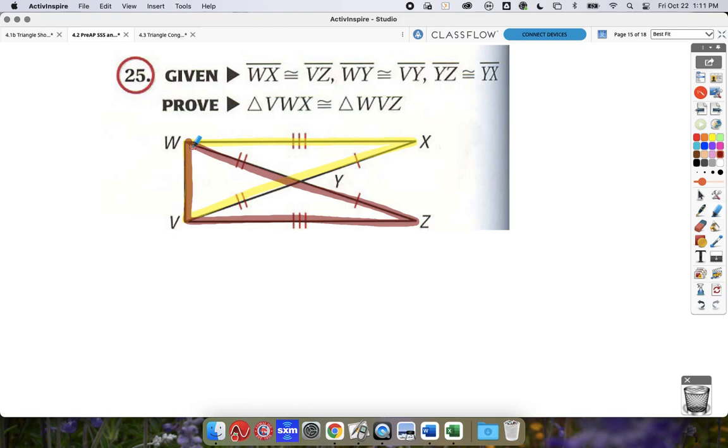This is a 10-step proof. We're not going to do 10 steps today. You see how this side is congruent to this side? So that's one of our sides. And then the other side is the same thing. You see how this side is the same as itself? That's a side. So that would be line WV is congruent to line WV, that's the reflexive property. Okay?